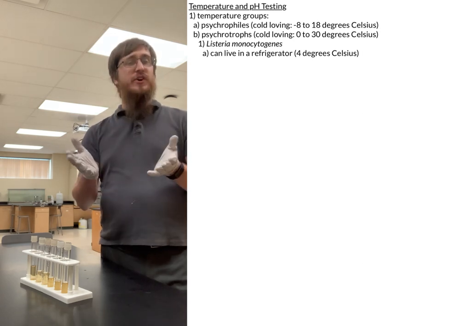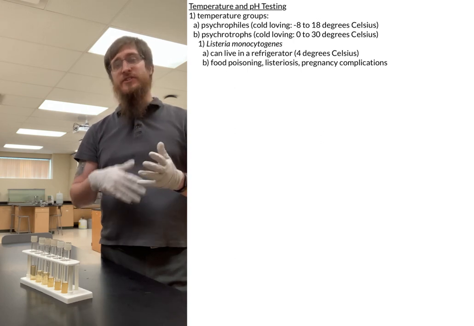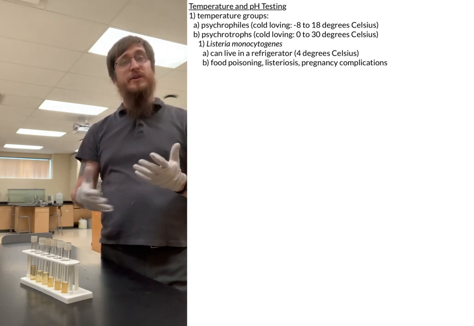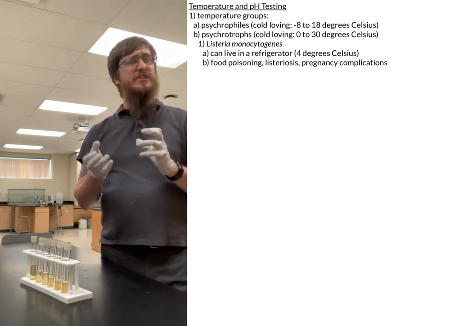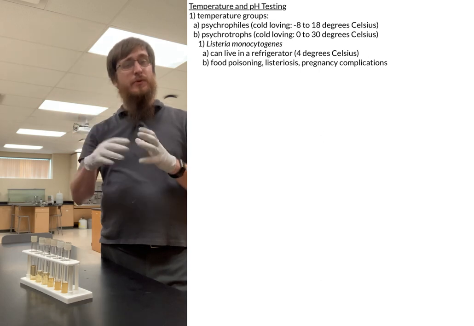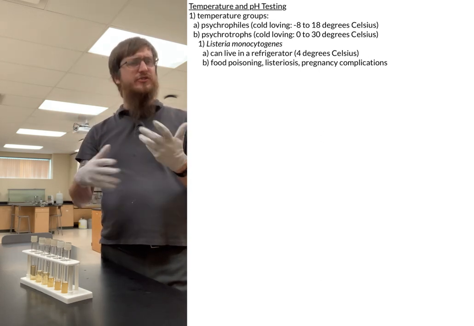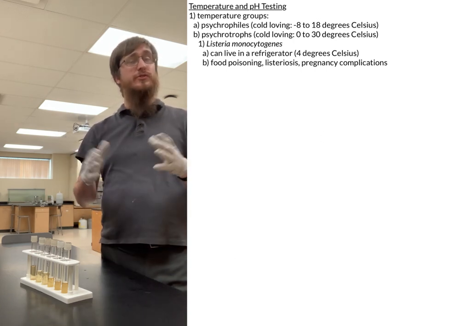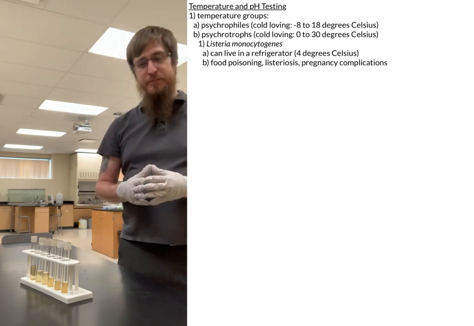And Listeria monocytogenes, we're worried about in things like food poisoning. You can get listeriosis from it. We're also worried about it in pregnancy, where you can get it from eating lunch meats and things like that that haven't been thoroughly processed or cooked. It can cause certain complications with pregnancy. So that's an example of an organism that we're concerned about within this group.